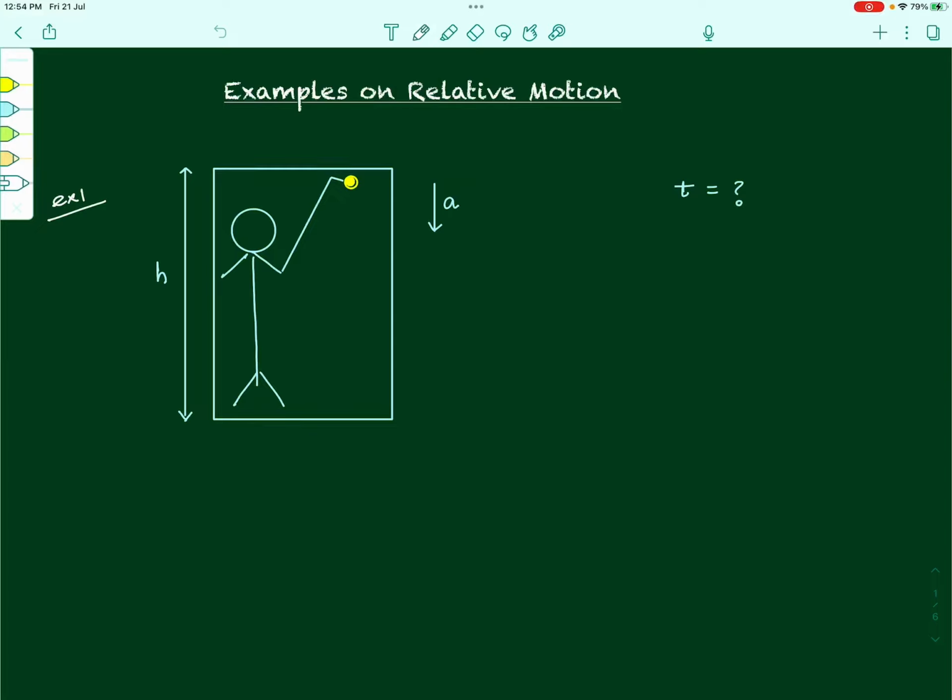Today we shall look at a few examples on relative motion. So, the first example that we have here is, there is a man who is standing in an elevator which is going down with an acceleration of a.